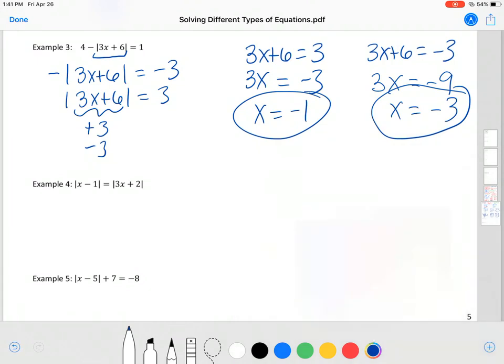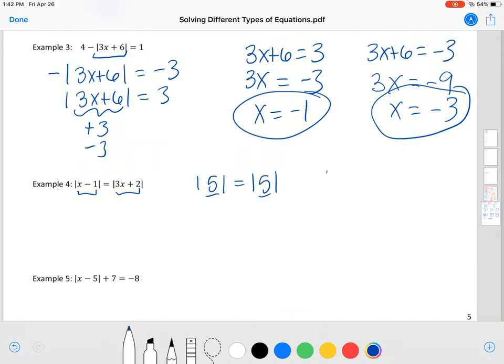Okay, the next example is kind of a special case. This is saying this absolute value has got to be equal to that absolute value. So I want you to think about how we're going to set this up. There are two things that could happen. Whatever's on the inside of the absolute value could be exactly the same. So let's say I have the square root of 5 is equal to the square root of 5. So these would be exactly the same.